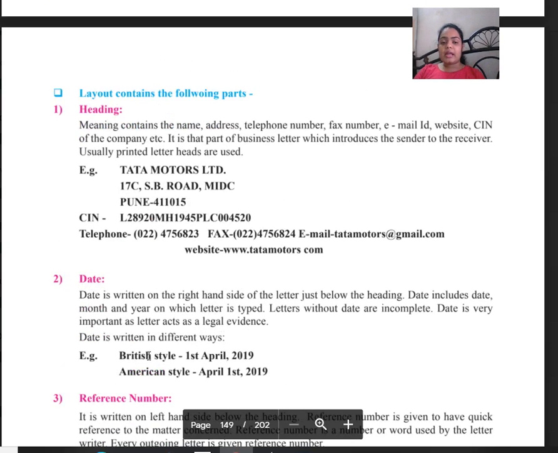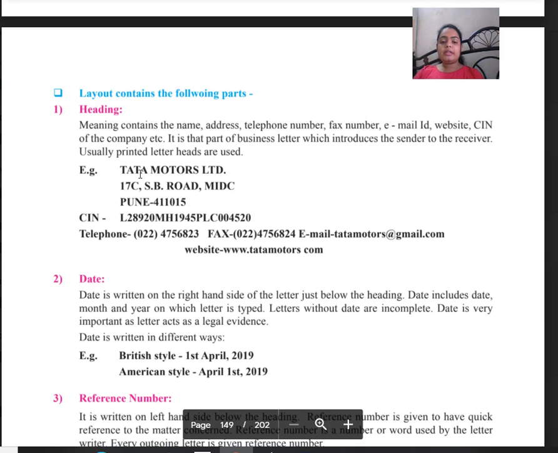Now, let us study in detail. What are the contents? Layout contains the following parts. Heading, meaning it contains the name, telephone, address, number, fax number, email ID, website, and CIN of the company. It is the part of the business letter which introduces the sender to the receiver. Usually printed letterheads are used. So see how it is to be written.